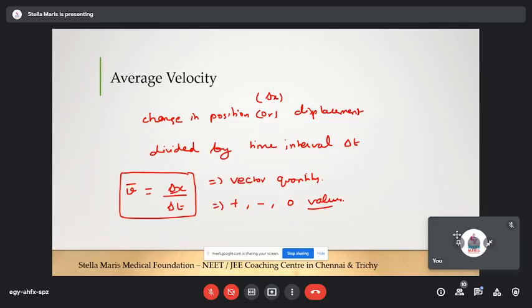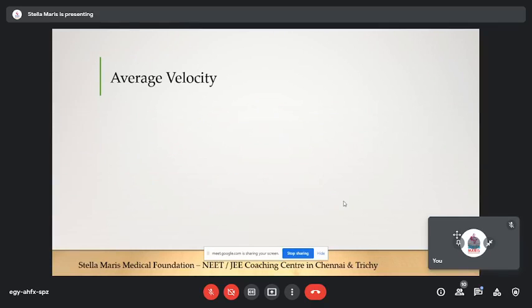So this is about average velocity. Average velocity is defined as the change in position divided by the time interval. So it is a vector quantity. It can have positive, negative, and zero values.